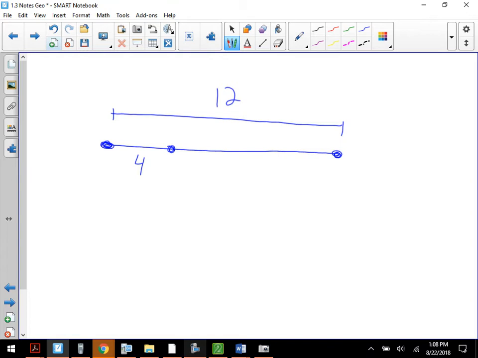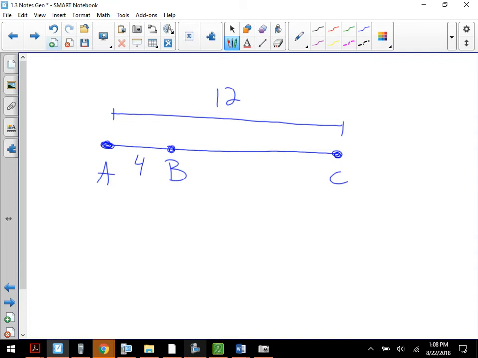What happens here is that when I label my points, I just say A, B, and C. Do you guys agree that there are 2 smaller segments and a larger segment? What are the 2 smaller segments? And what's the larger segment? I'm sorry, the whole segment, AC, the whole thing.